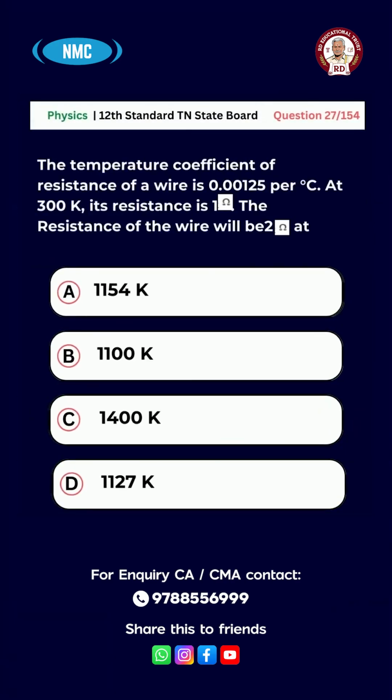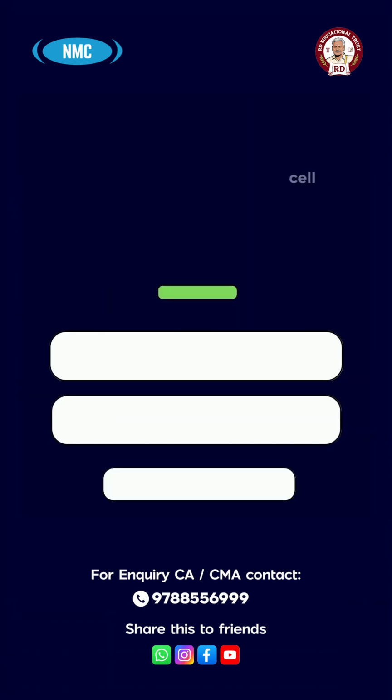Question number 27. The temperature coefficient of resistance of a wire is 0.00125 per degree Celsius. At 300 K, its resistance is 1 ohm. The resistance of the wire will be 2 ohm at option A 1154 K, option B 1100 K, option C 1400 K, option D 1127 K. The right answer is option D 1127 K.